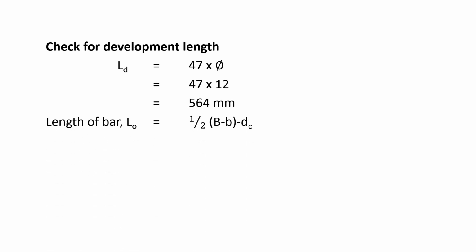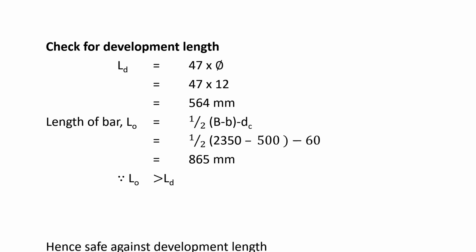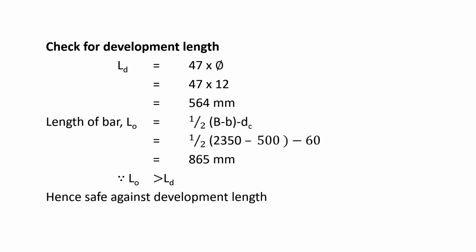And then check for development length. The development length formula is 47 into dia, so 47 into 12 mm, the value is 564 mm. And then the length of bar is 1 by 2 into (B minus bc). The value is 1 by 2 into (2350 minus 500) minus 60, that is 865 mm. So Lo is greater than Ld, hence it is safe against development length.